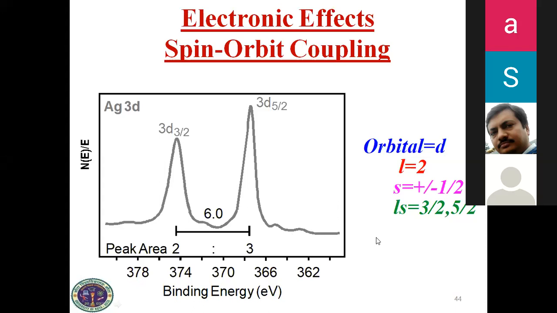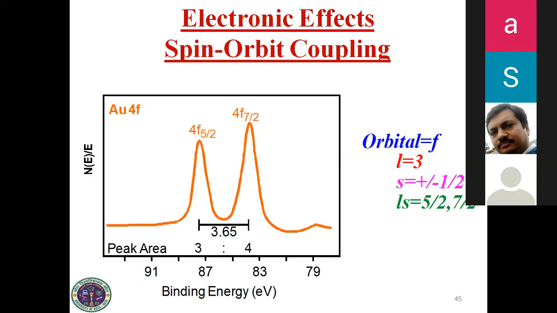Now we will consider the case of f electrons. In the f electron for Au 4f, however it is split, 4f 7/2 is never going to change its energy value. It is around 83.7 always. For L equal to 3 and S equal to plus minus half, J values will be 5/2 and 7/2, and accordingly we have the two peaks, in that case with a reduced separation of 3.65 electron volt.